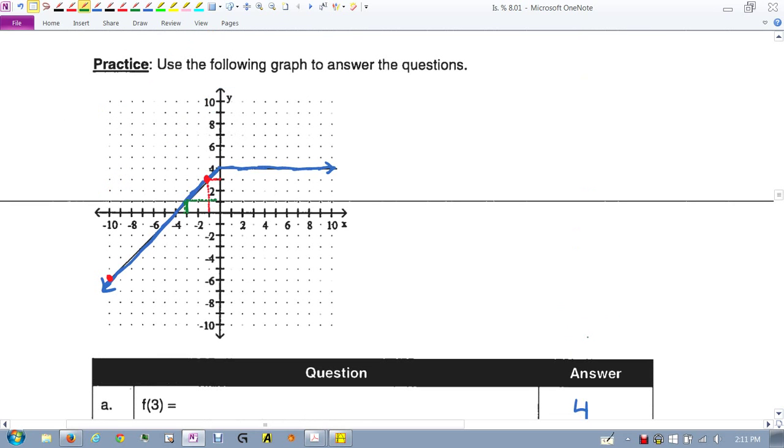Where does the function's value equal 0? That means don't move up and down. Start looking for your graph left and right here. Where is it? Negative 4.